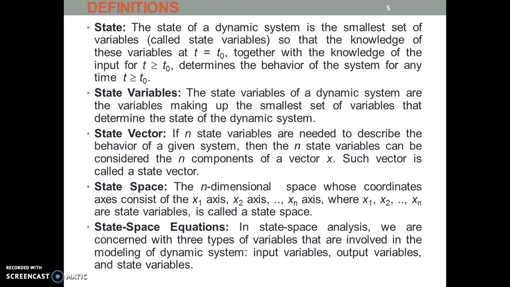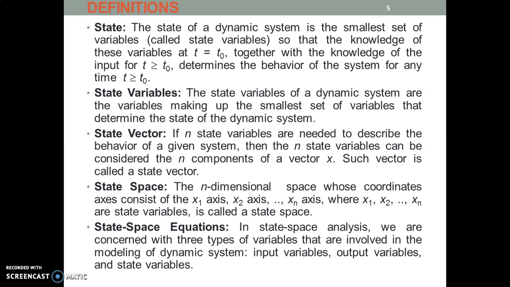State vector. If n state variables are needed to describe the behavior of the system, then the n state variables can be considered n components of a vector x. Such a vector is called a state vector. Simply, whatever state variables we represent in terms of a vector, it is called a state vector.